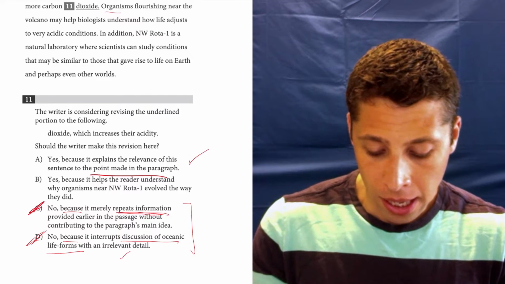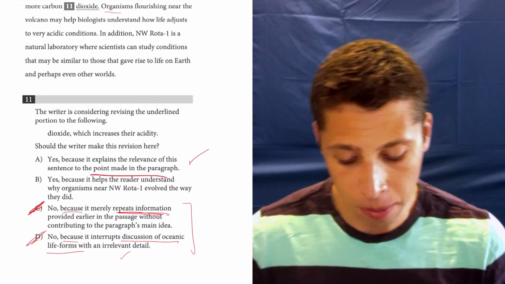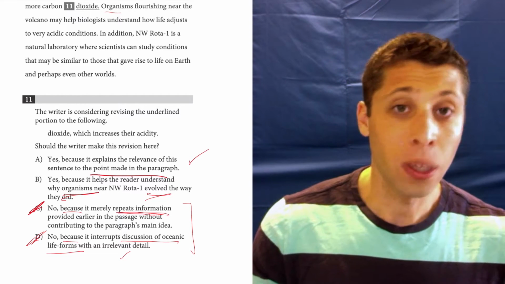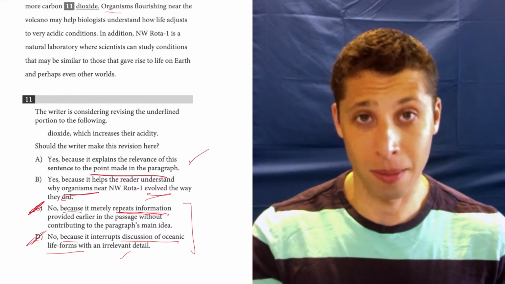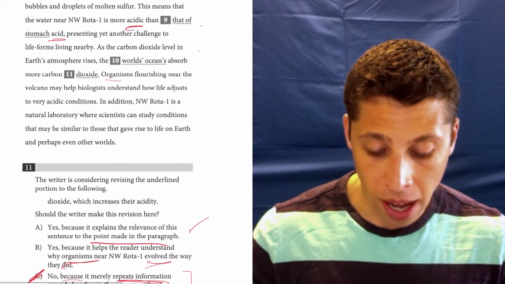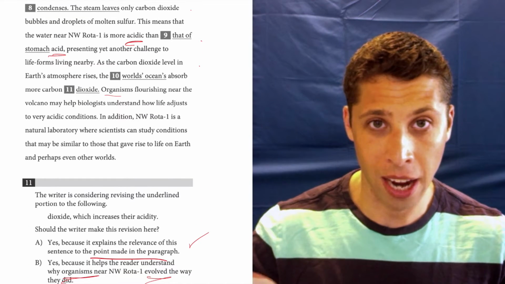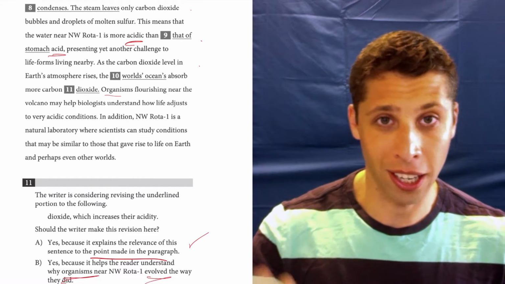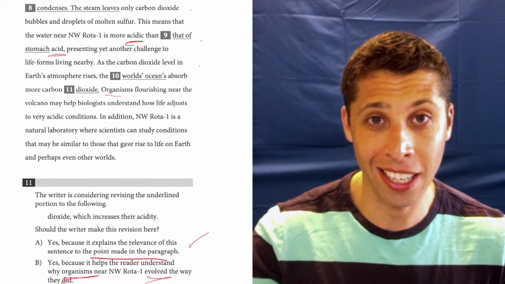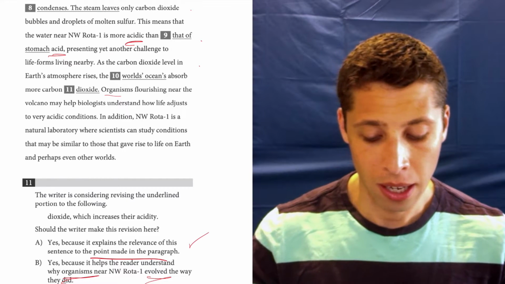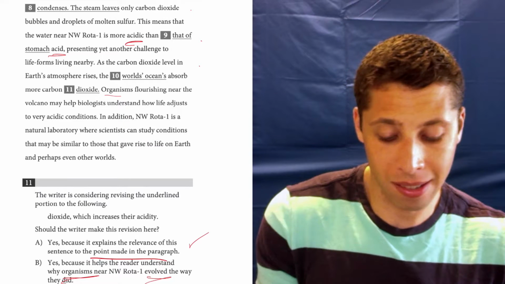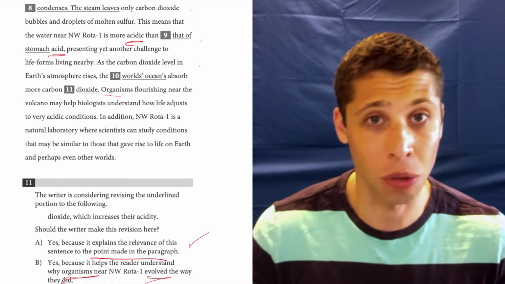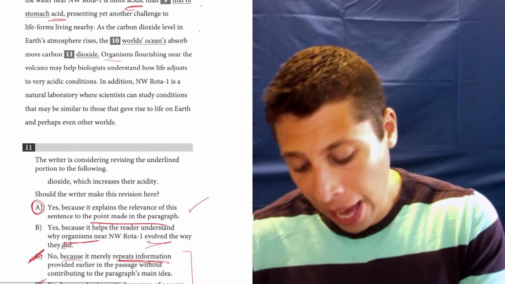Let's look at B. It helps the reader understand why organisms near NW Rota 1 evolved the way they did. Well, as I said before, it's not really about the organisms. And evolution is not really the main idea of this area here. The evolution thing maybe is secondary. They're really trying to understand the volcano and how acidity impacts the organisms. But this little phrase does not have anything to do with the organisms, and it doesn't have anything to do with evolution. So I'm going to pick A.